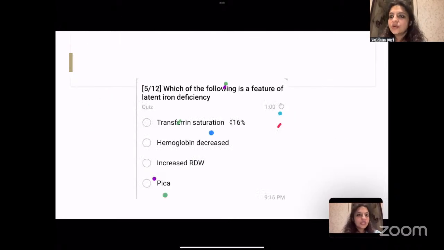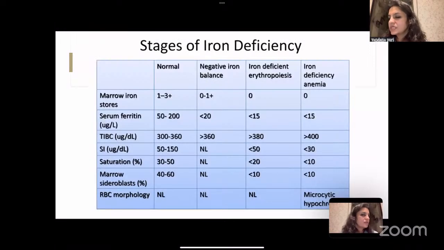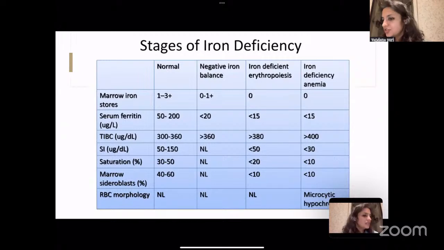Never forget that. So the next question is, which of the following is a feature of latent iron deficiency? This was a very logical question and many of you marked it correctly. Remember, there are three stages of iron deficiency. First, the person is normal. Then we have negative iron balance. Second is iron deficient erythropoiesis, and third is iron deficiency anemia. Once you get iron deficiency anemia, that is the last stage.